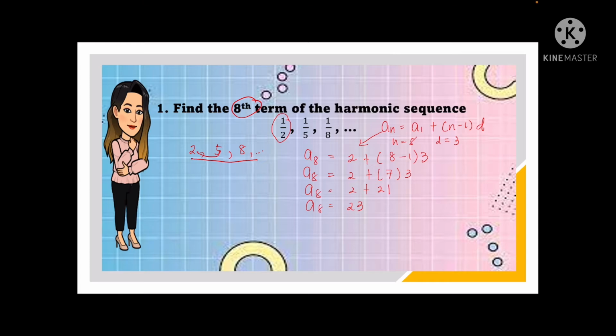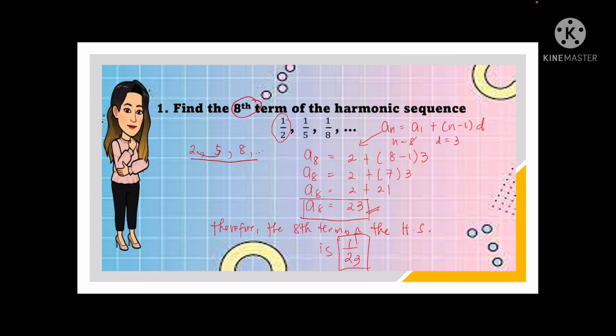Since we are talking about harmonic sequence nga, so kanina, from harmonic, change natin from arithmetic sequence. Now, yung nakuha nating sagot, i-change natin into harmonic sequence. So, therefore, the 8th term of the harmonic sequence is, the reciprocal of this, 1 over 23. So, this is our answer.